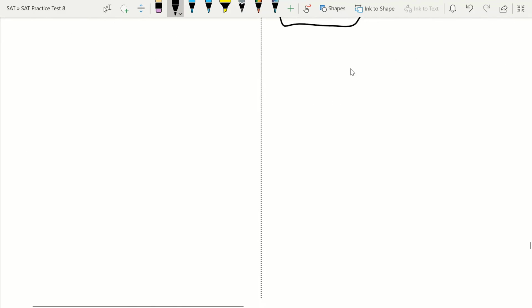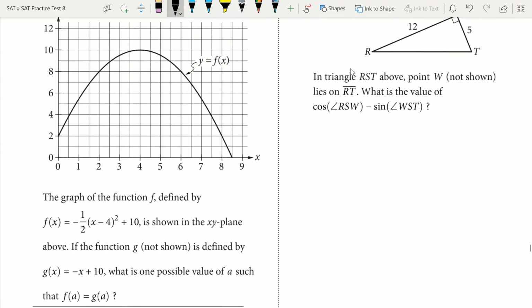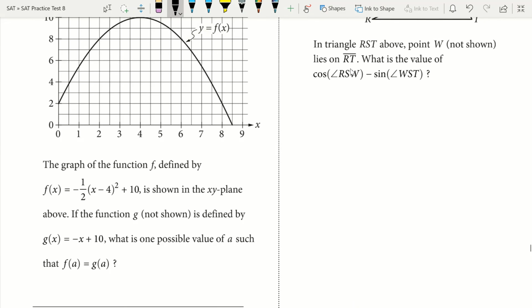All right, question 35. The graph of the function f defined by f of x equals negative a half times (x minus 4) squared plus 10 is shown in the xy plane above. If the function g, not shown, is defined by negative x plus 10, what's one possible value of a such that f of a equals g of a? Okay, this value of a just means the x coordinate where they intersect, because we're looking for where f of a equals g of a, right? We could think about it as x. It doesn't really matter, okay?